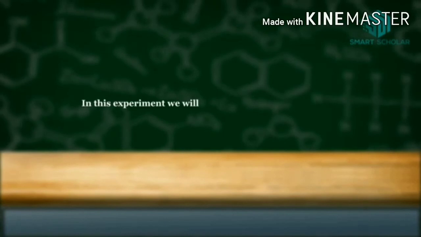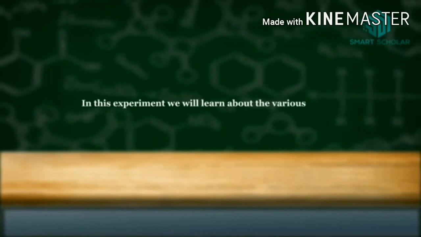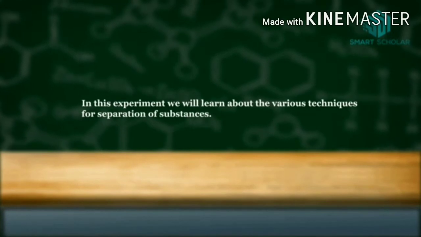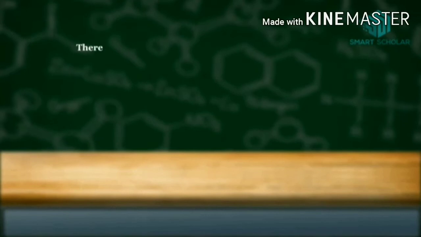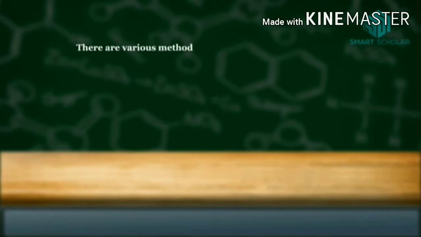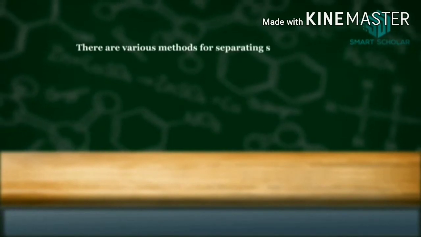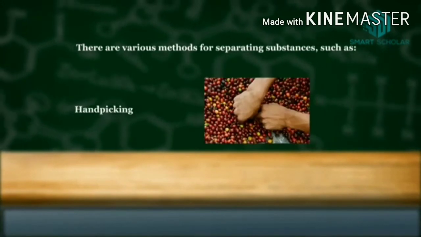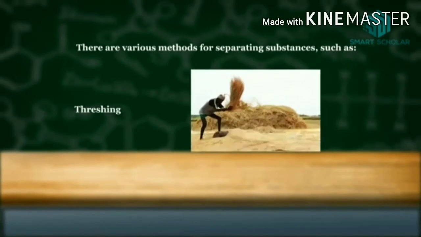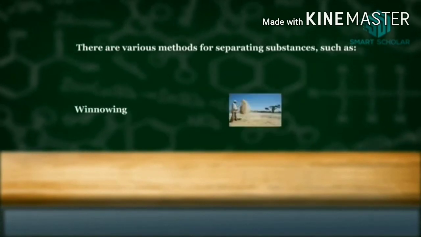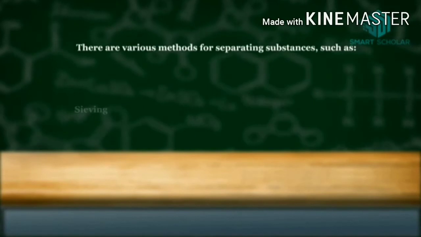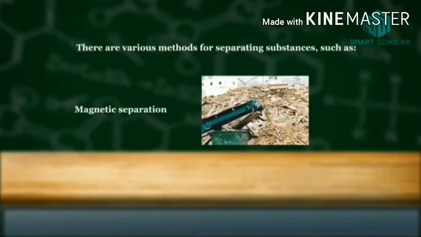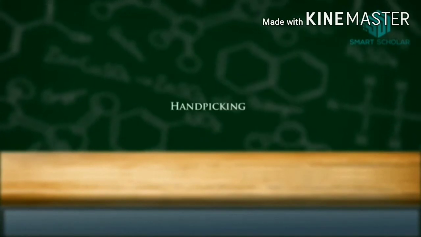In this experiment, we will learn about the various techniques of separation of substances. There are various methods for separating substances such as hand picking, threshing, winnowing, sieving, and magnetic separation. Let's begin with hand picking.